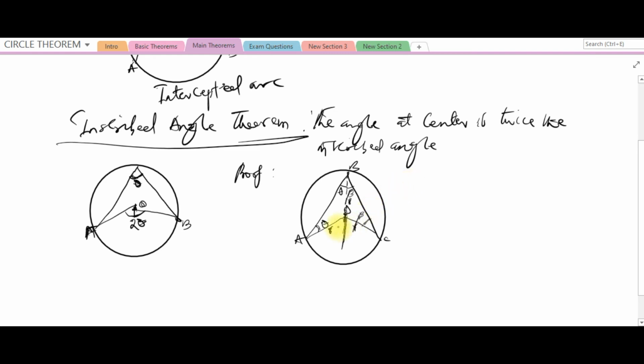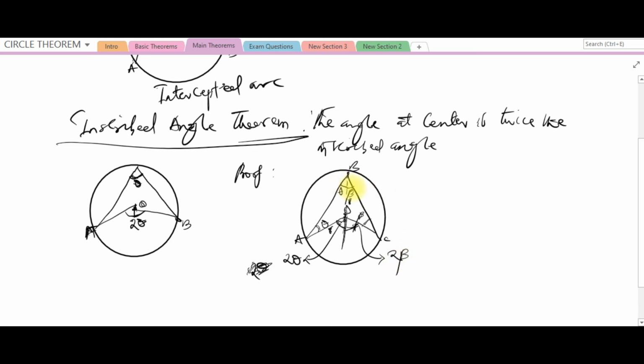So we are saying that here now is theta. Here is 2 theta, theta plus theta, which is 2 theta. Also here, that's 2 theta. So here is also 2 beta.